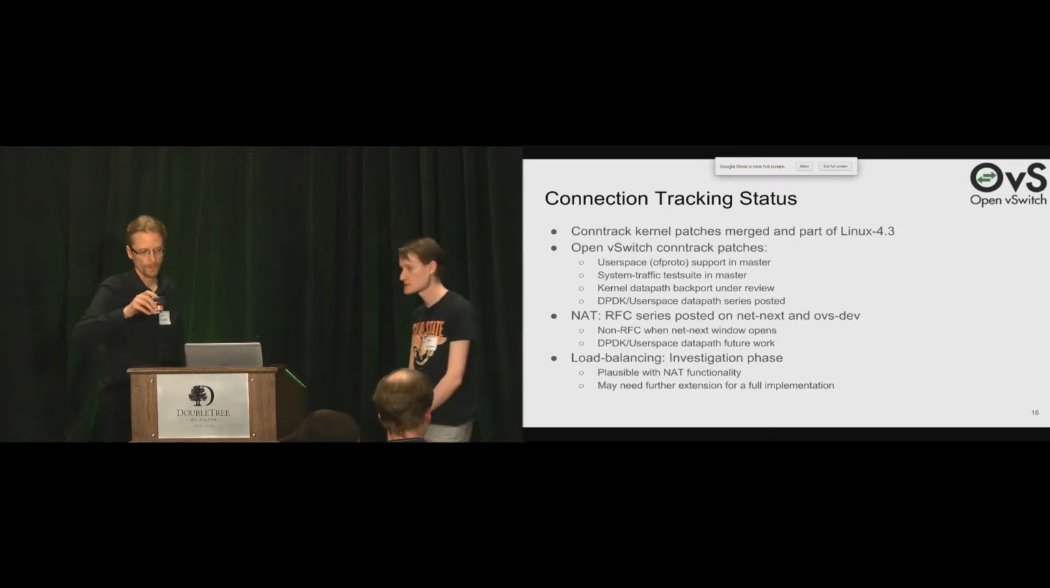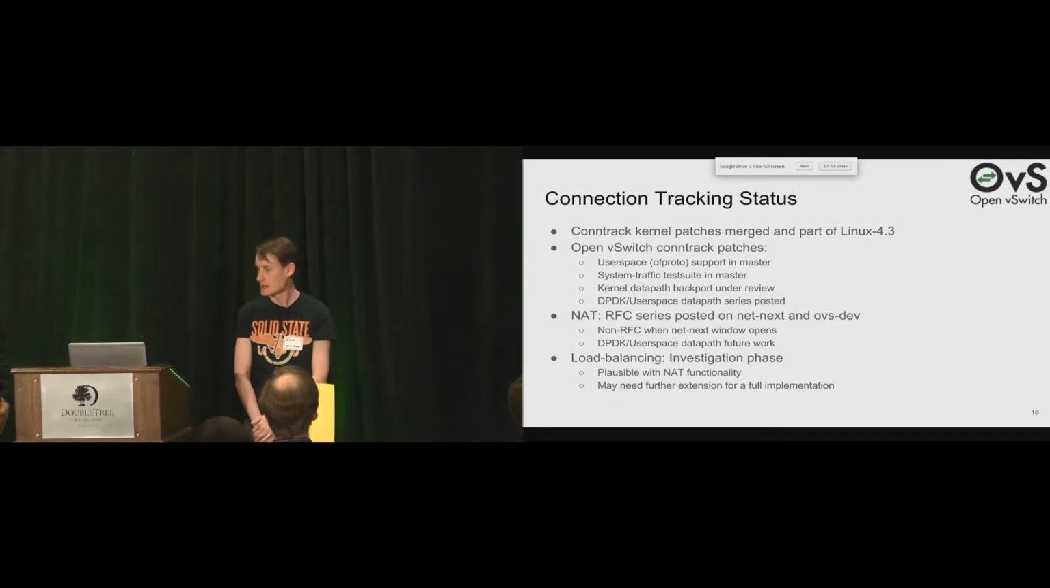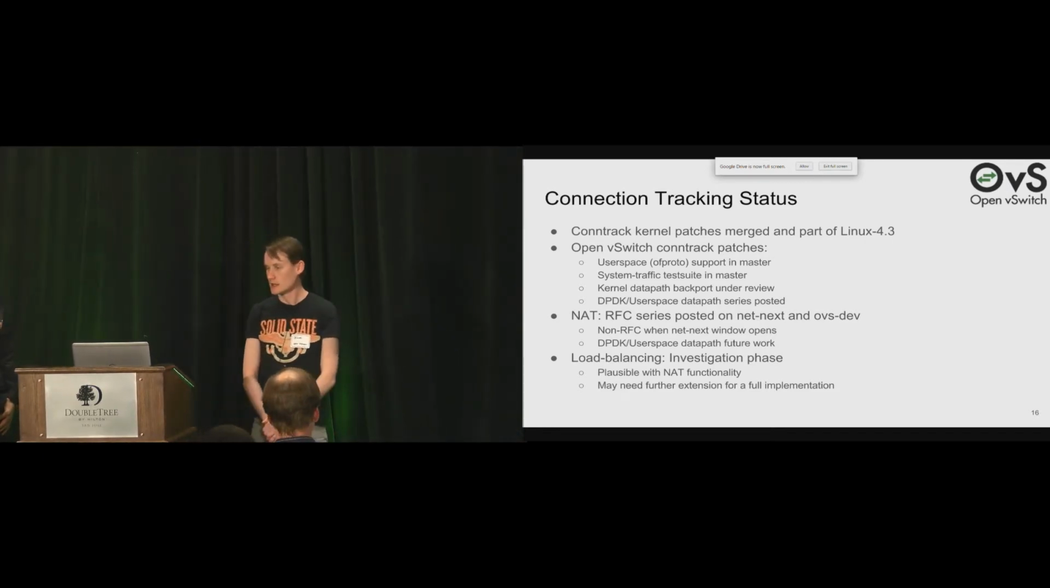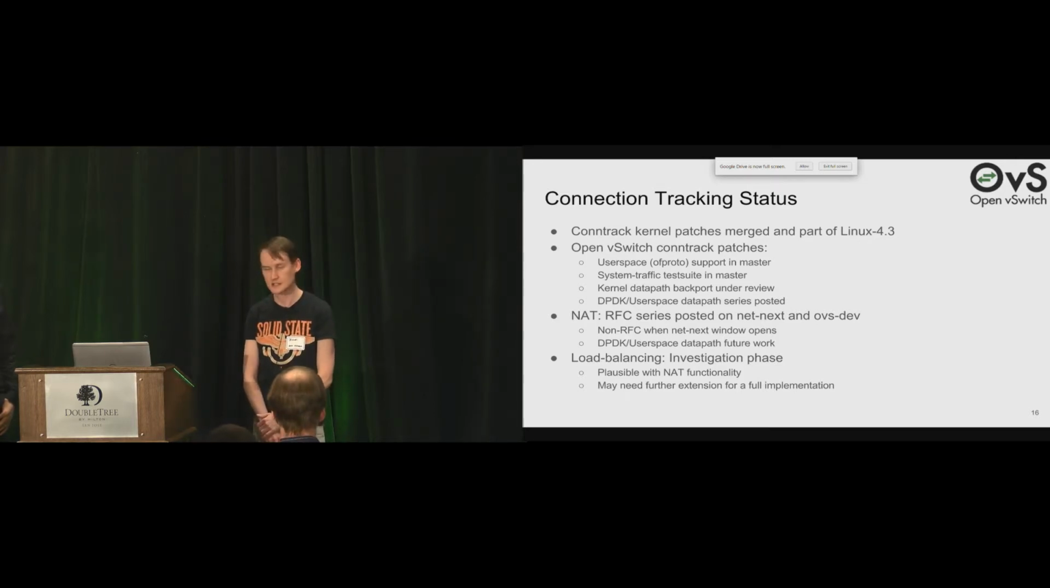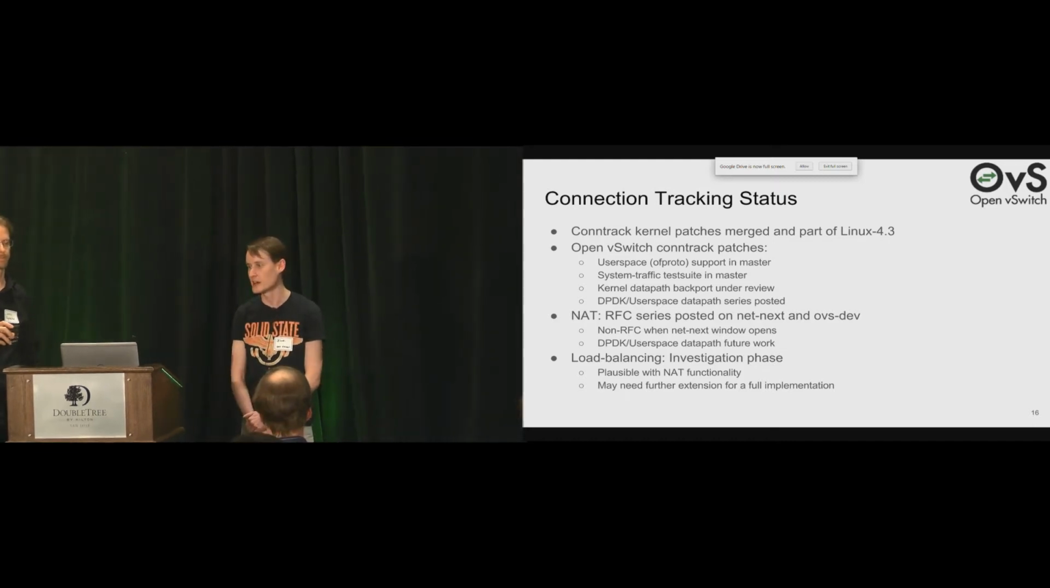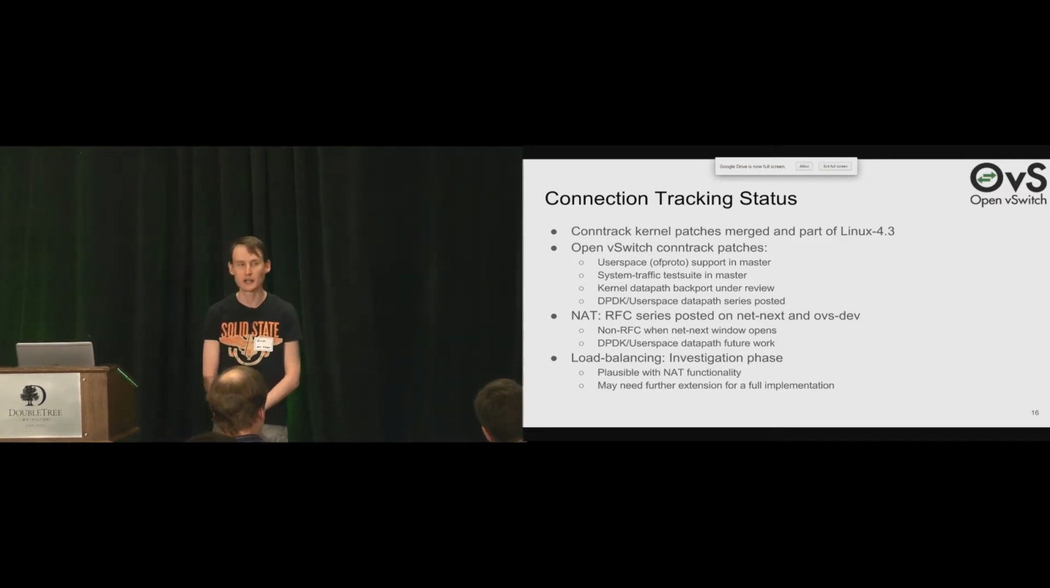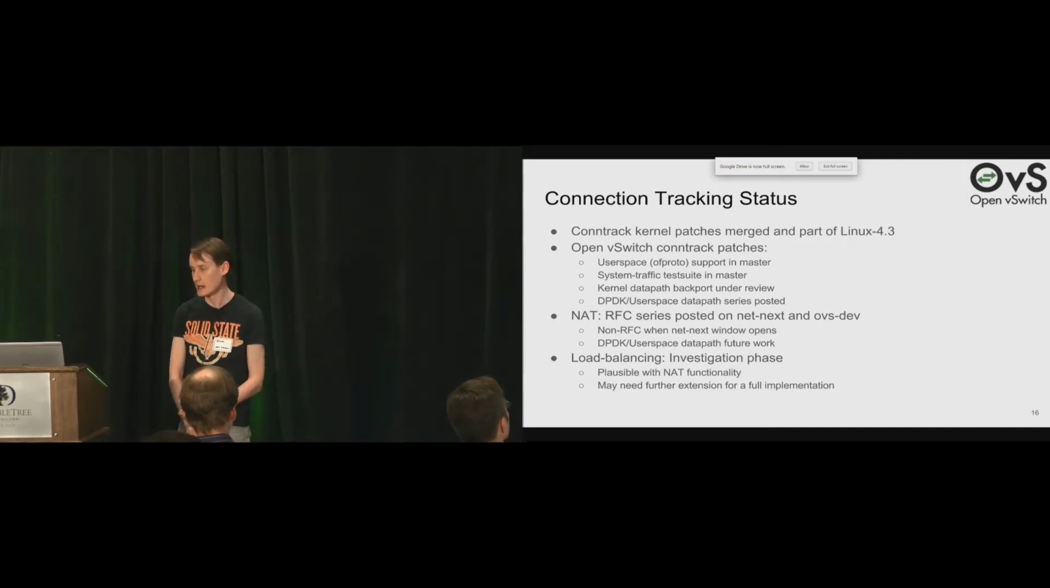All right, so I promised a summary of what the actual status of the patches was. In Linux 4.3, released a couple of weeks ago, the OVS contract support was merged. In terms of the OVS user space patches, the support in the ovs-proto is all upstream in OVS master today, along with a bunch of system traffic tests, which test different aspects of that interface. In terms of the kernel data path backport, which we supply for the OVS module in our tree, that is under review at the moment, but we expect to merge it soon.